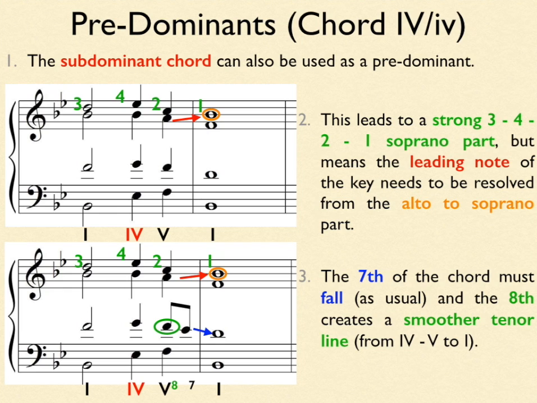And also, again, the 7th of the chord must fall as usual, and as we've already seen from the previous slide, the 8th creates a smoother tenor line from chord 4 this time to 5 to chord 1. Okay, so that's your chord 4 being used as a predominant there. You have to write it in such a way that it doesn't have any consecutive perfect fifths or octaves, and it also creates a nice smooth motion between each voice part. So no awkward wide leaps or wide spaces.